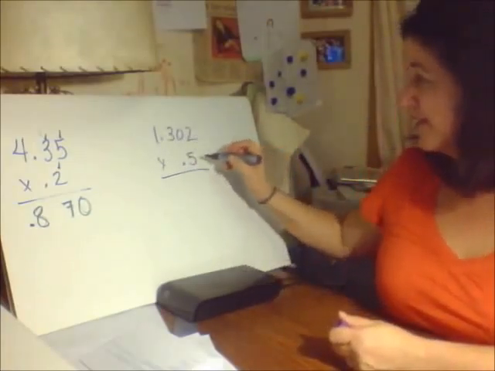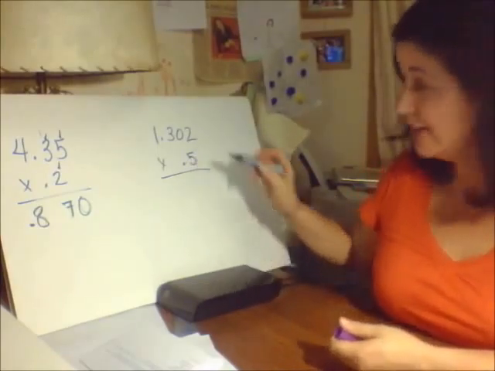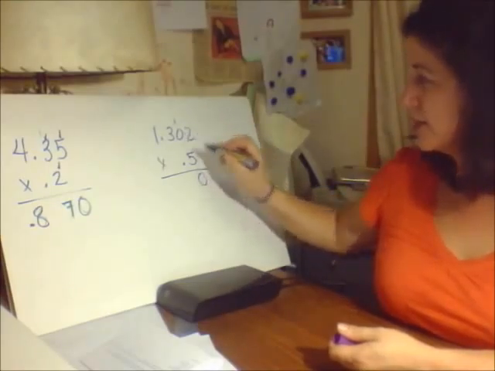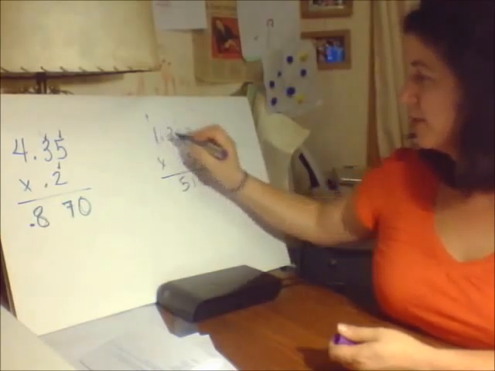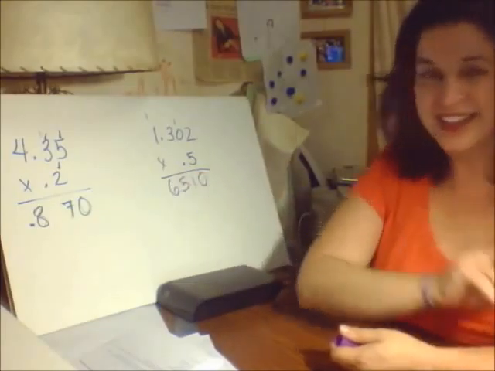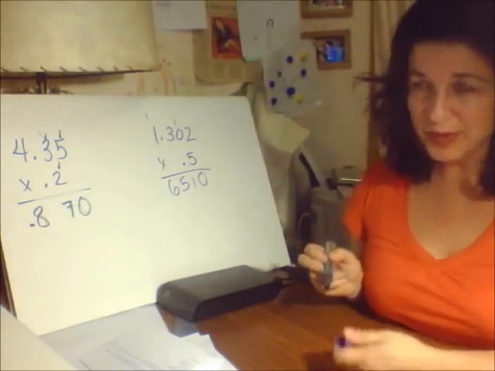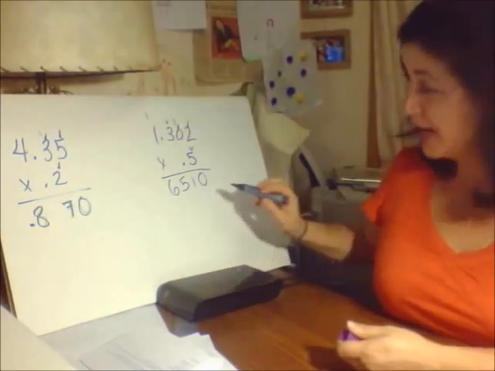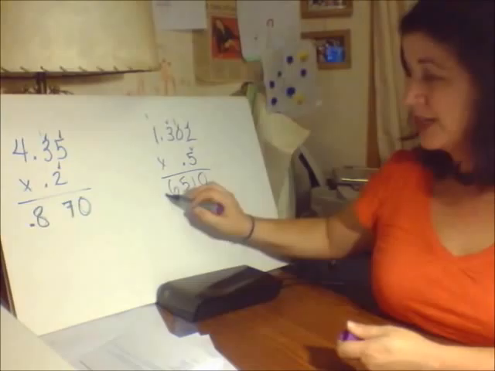1.302 times 0.5. So again, just like we would if there were decimal points there, 5 times 2 is 10, and the one up here, 5 times 0 is 0, plus 1 is 1, 5 times 3 is 15, and the one up here, and 5 times 1 is 5, plus 1 is 6. Okay, now let's count how many numbers were already behind the decimal point in our problem. 1, 2, 3, and 4. So now we count from the right, 1, 2, 3, 4, and we put our decimal point here.